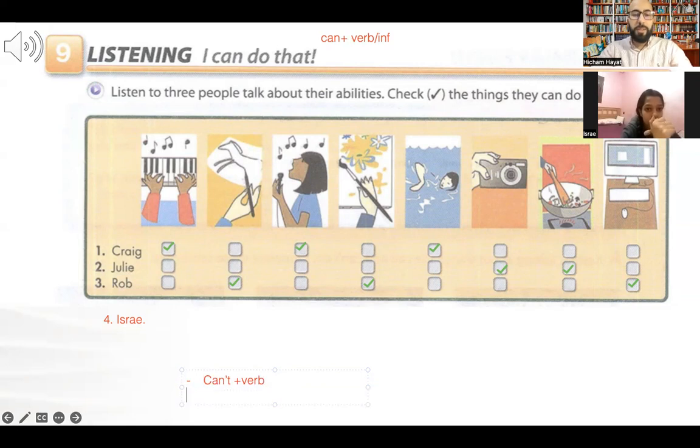I should have reviewed this with you. This is the problem. Okay. Can plus verb. No ing. Verb in the infinitive. So I can what? I don't can't. No. Why I don't? It's a lot of words. We can say just I can't. I can't. Not I don't.